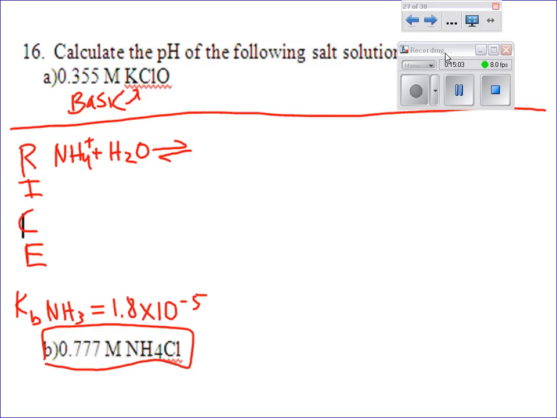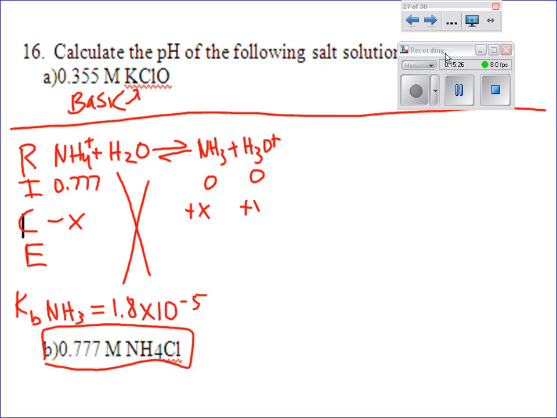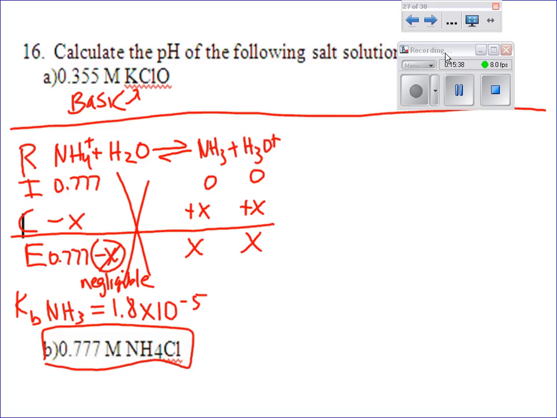In equilibrium, I'm going to end up with ammonia and H3O+. So we can see that this is going to be acidic. Our original concentration of this is 0.777, and 0 for the products. So we're going to lose X, gain X, and gain X. So we get 0.777 minus X. We can drop it because it's negligible. This is X, and that's X.